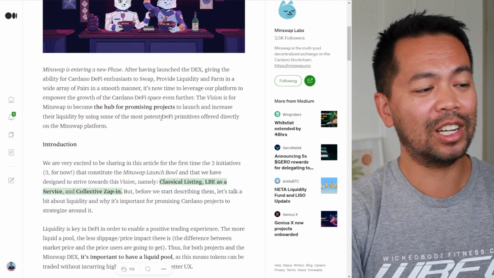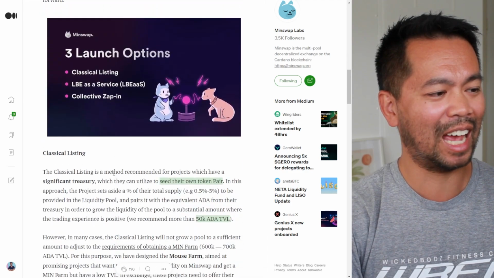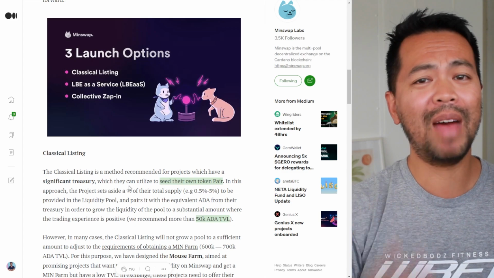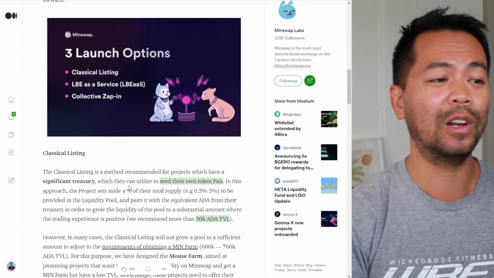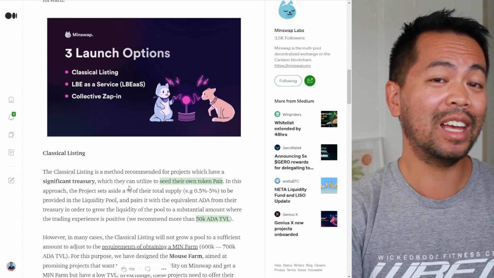But they essentially managed to raise, let me get the number here, I think it was 25 or 28 million ADA through their DEX, and that provided a massive amount of liquidity for the launch of the DEX. And now they're doing it for all other projects as well. They're doing it in three different ways.